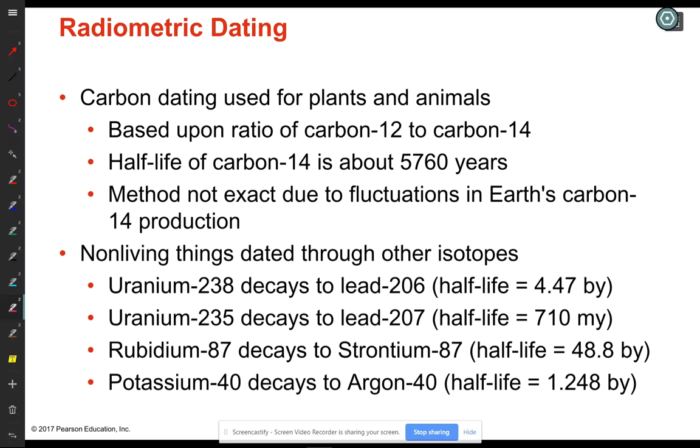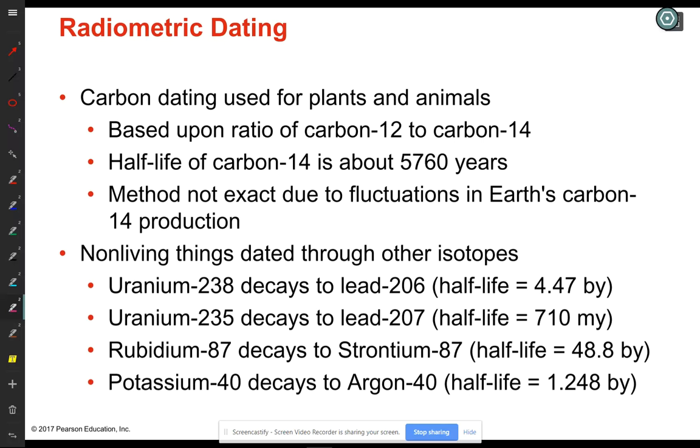So basically, everything that eats is going to have carbon-14 in it to match the carbon-14 in the atmosphere. But when you die, you stop eating, and so that means you stop bringing in carbon-14. And so the carbon-14 that's in your body is going to decay over time. And so the goal of carbon-14 dating is let's measure how much carbon-14 is in something and compare it to how much it had when it died.